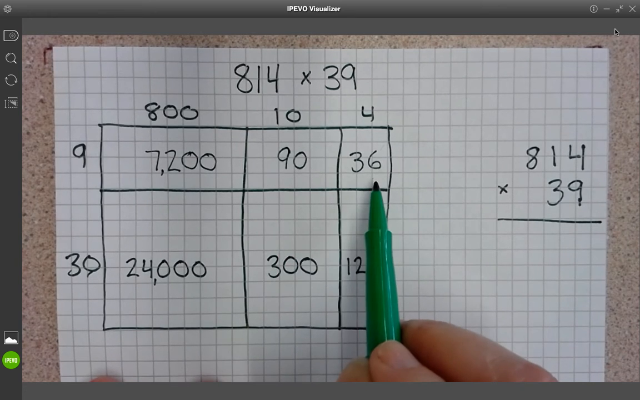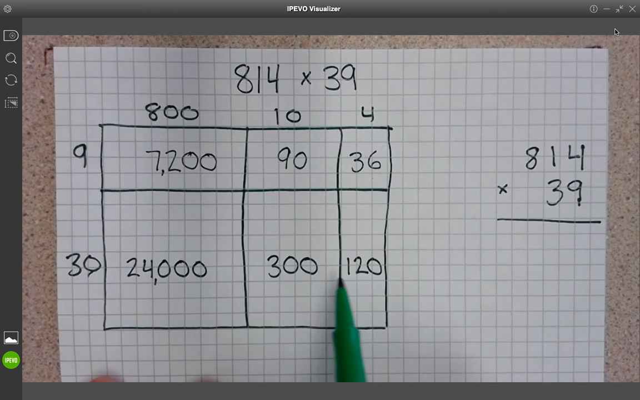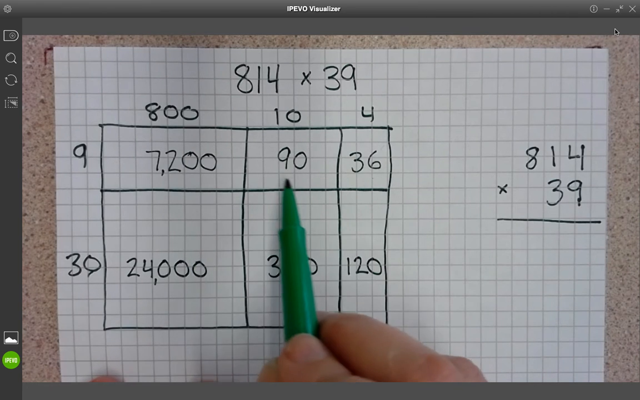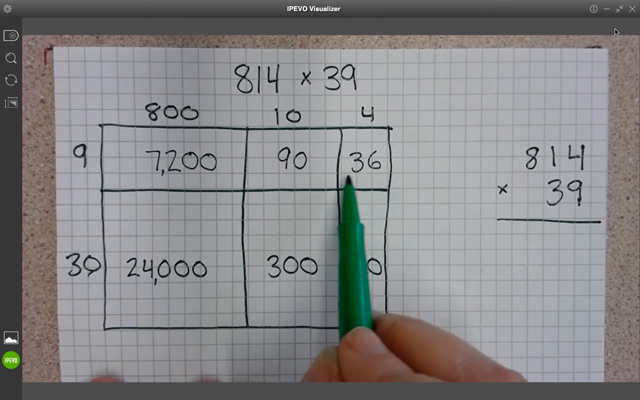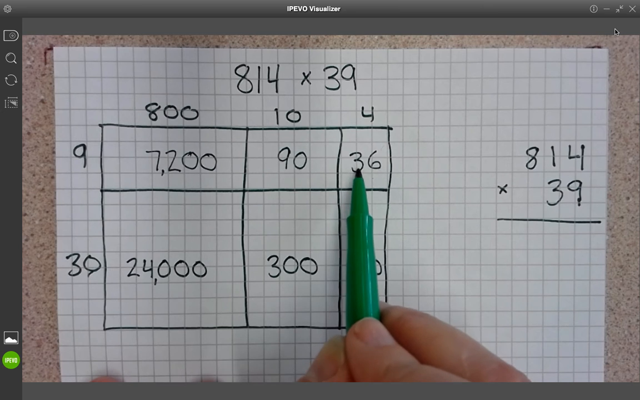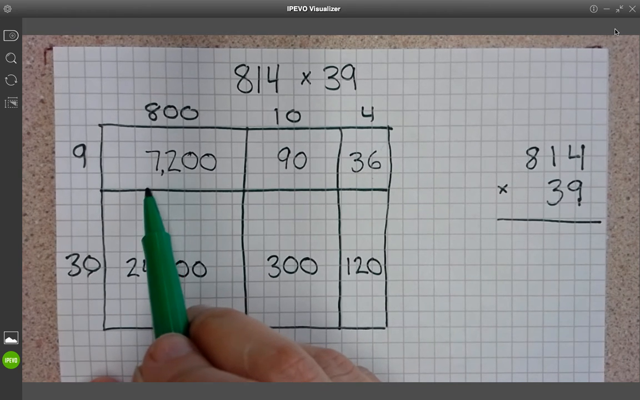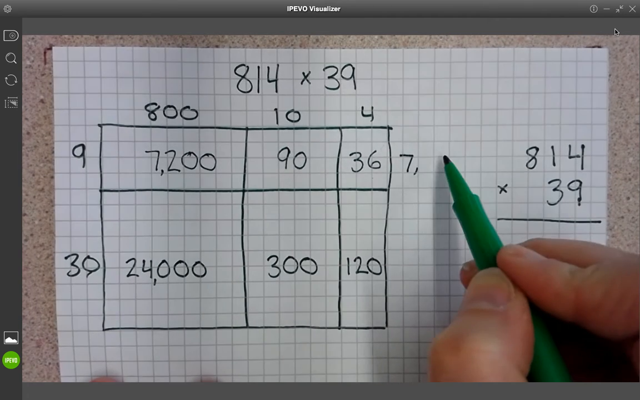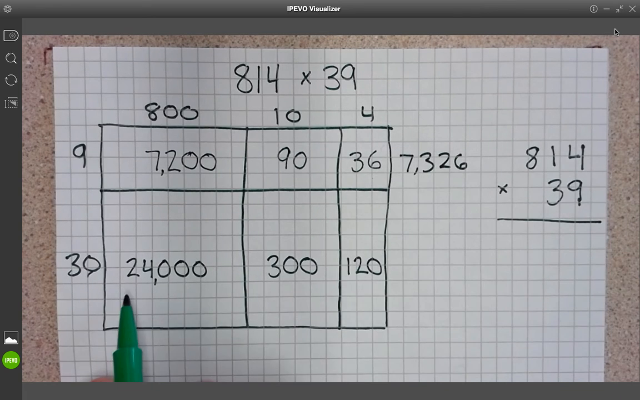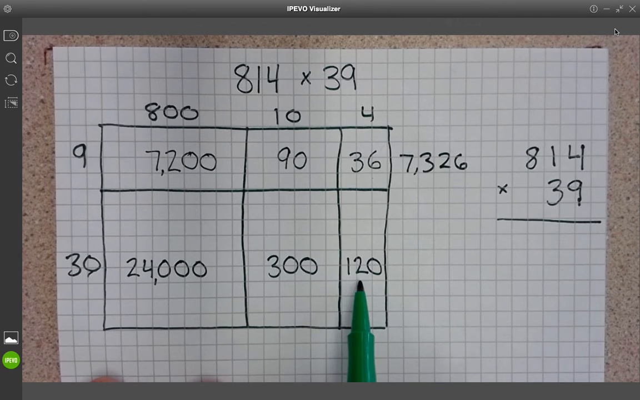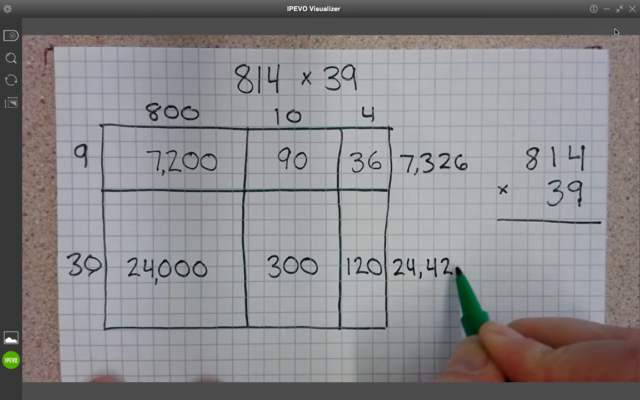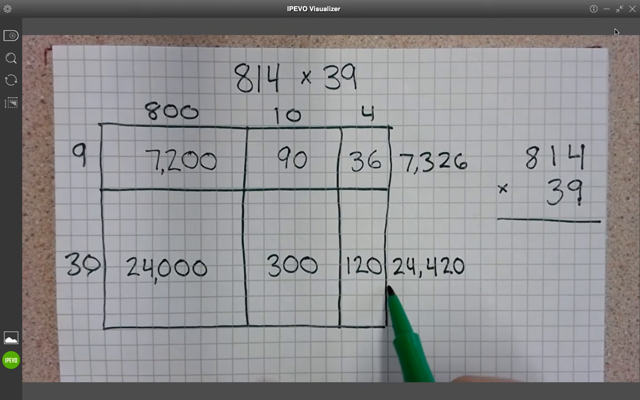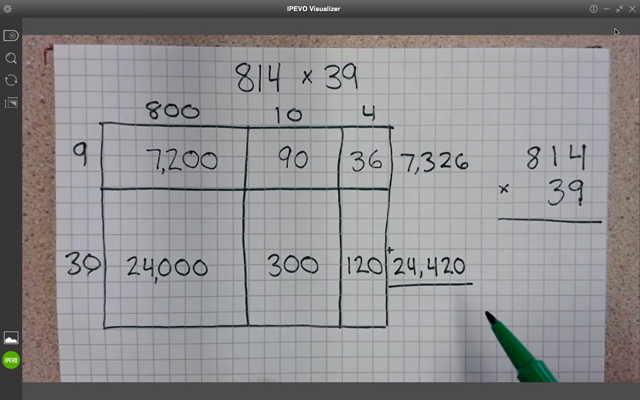Now, I'm going to add these up in my head going across. I'm going to start with my smaller numbers because I know that 90 is close to getting to 100. 90 plus 36, I need 10 more to get to 100. So if I take a 10 out of here, I have 126. 7,200 plus 126 is 7,326. And 300 plus 120 is 420, so 24,420. And again, you can see my numbers are getting squished over here. They're not quite lined up the way I usually like to have them, but that's okay.